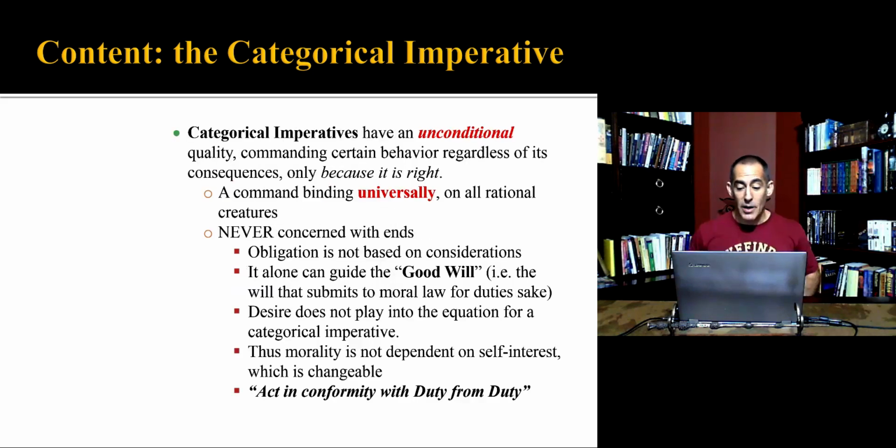All right, so categorical imperatives are unconditional. They command certain behavior regardless of its consequences. We don't care about what happens, which sounds bad, but this is what we're saying. But we're doing it because of its rightness, okay? A command is binding universally on all rational creatures, okay? It assumes rationality. That's why rationality, I said, has got to be as important as freedom in his basic system.